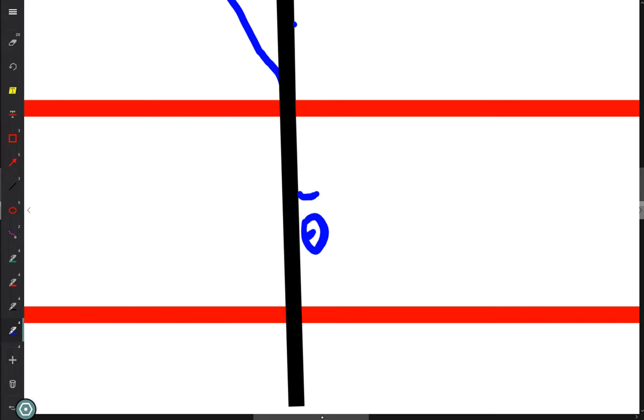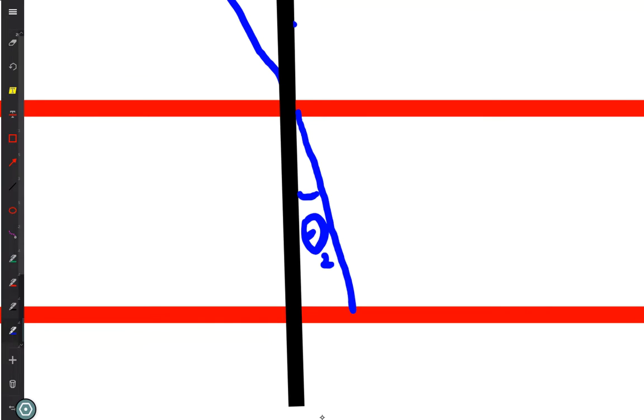There's theta 2. Now, where am I going to measure? Well, what's it going to do when it gets to the second surface? It's going to refract, but this time away from the normal. Why this time away from the normal?